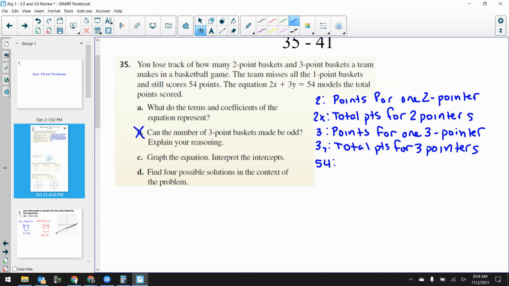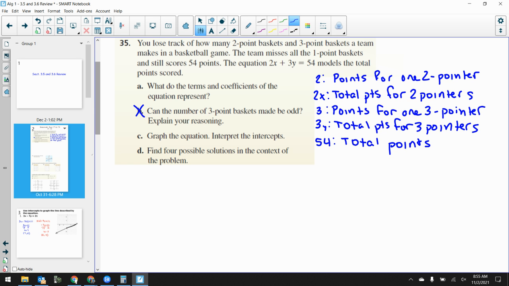What is the 54 representing? Total. Yeah. Total points. Okay, so there's all of the interpretations, and now let's find the intercepts to graph. All right, 2x plus 3y is equal to 54. So I can come down here and say, okay, 2x is 54, so x is 27. And then I can say 3y is 54, so y is 18.